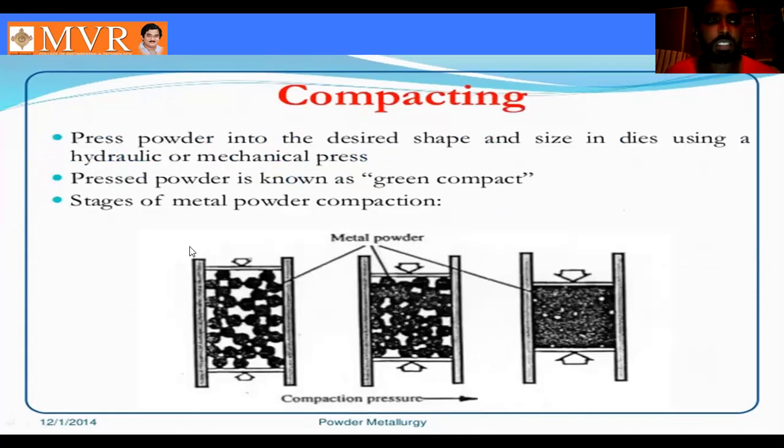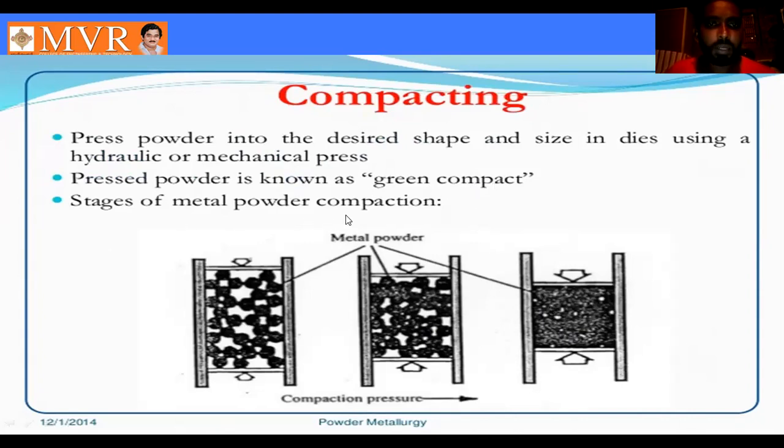Next, the compacting method: press powder into the desired shape and size in the dies using a hydraulic or mechanical press. The powder is inserted at different positions, through the first, second and third procedures. The pressed powder is known as the green compact.